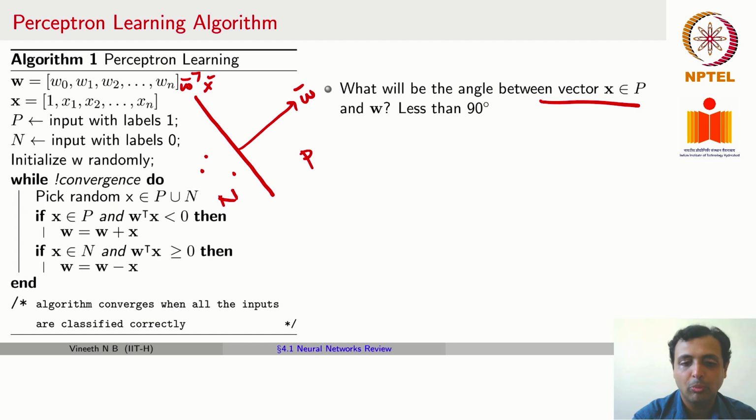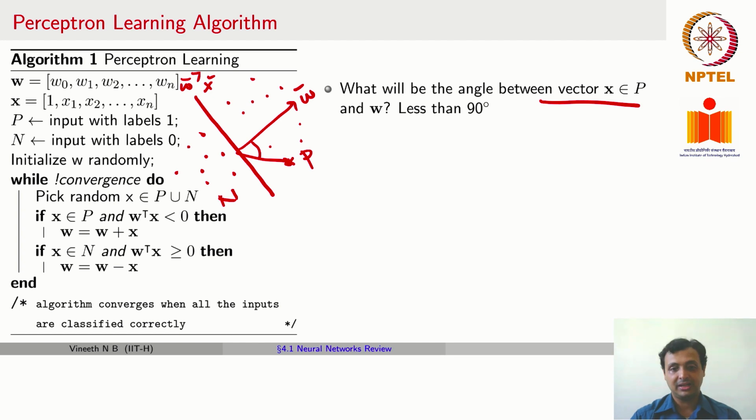Remember, this is w, this is the set P, this is the set N. All the input points which have a negative class are on one side of that line. All the input points which are on the positive side of the line belong to the positive class. So any point in the positive class lies somewhere here, which means its angle is going to be less than 90 degrees.